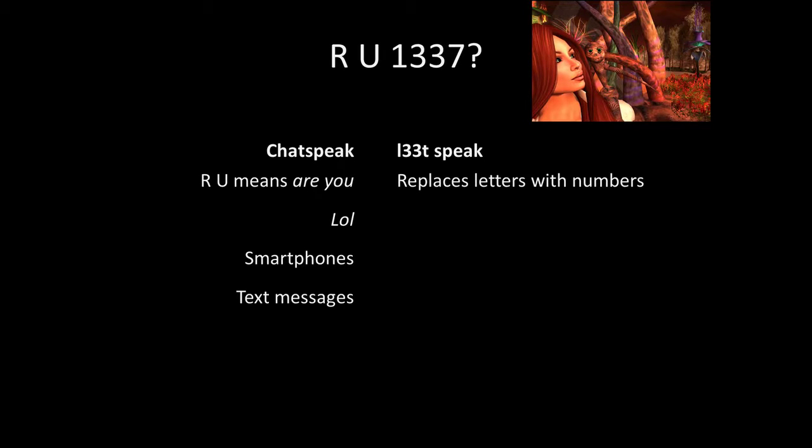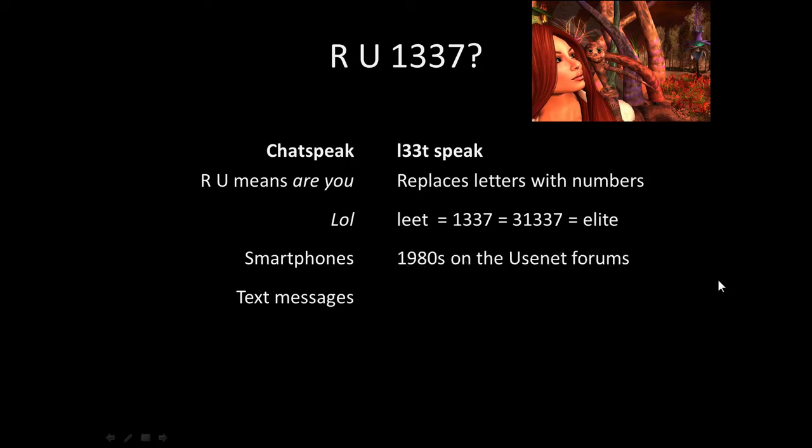Leet speak replaces letters with numbers. An example is replacing L-E-E-T with 1337. The L is a 1, the E's are 3, and the T is a 7. It means elite. All four of these words mean the same thing. It was used in the 1980s on the Usenet forums to have private speech in public places.